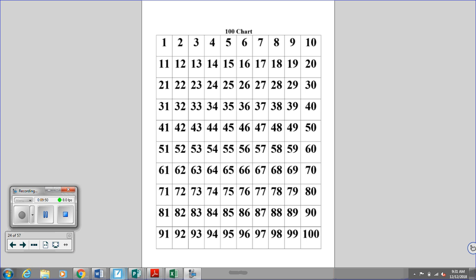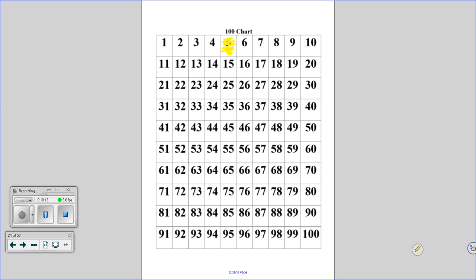5, 10, 15, 20, 25, 30, 35, 40, 45. We did this yesterday, but we did it with 2s. Today we're doing it with 5. So get a yellow crayon and color in the products of our 5s, please. Whoops, I colored in the wrong one.